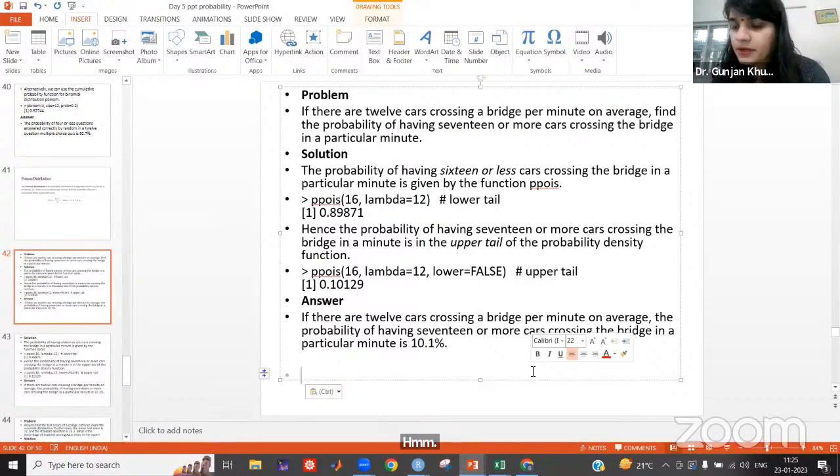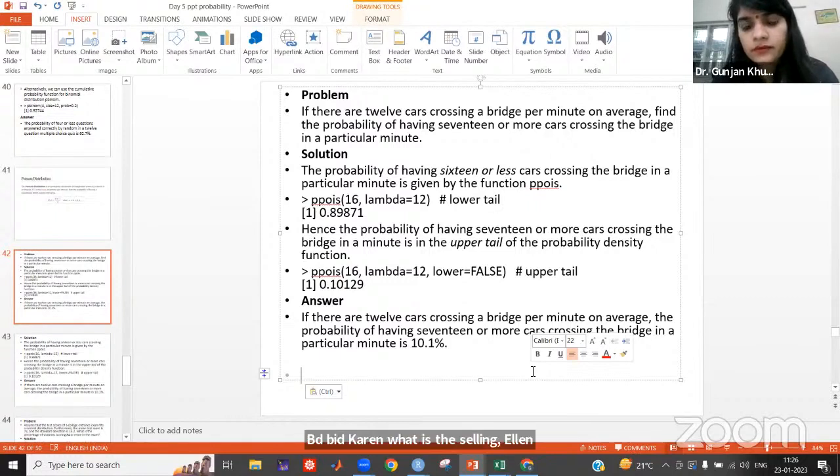What spelling of lambda did you use? L-A-M-B-D-A. Okay, here the B was missed. It's lambda, B is also there. I got it. Okay, you got it.